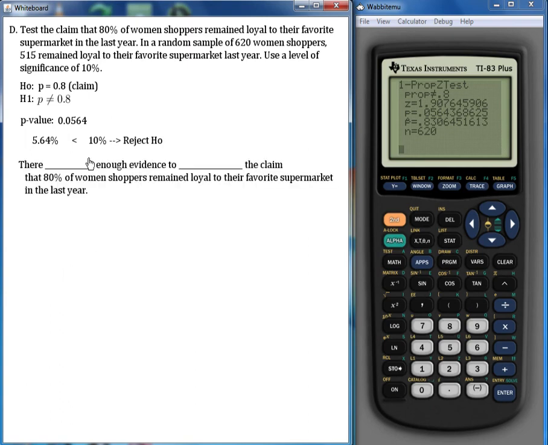Now, the decision was to reject the null hypothesis. So that means I'm going to put the word is in the first blank. And the original claim was in the null. So I'm going to put reject. So there is enough evidence to reject the claim that 80% of women shoppers remain loyal to their favorite supermarket in the last year.